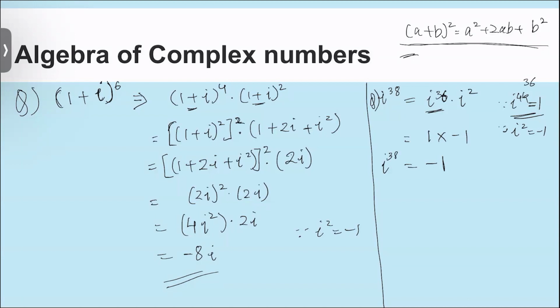Now suppose you have another, say i^19. The closest multiple of 4 that we have is 16. So you have i^16 times i^3. You can expand this further since it's easier to remember that i squared is equal to -1. So you have i squared times i, which is 1 multiplied by -1 multiplied by i. So you have minus i. This is how you can solve if you are given different powers.